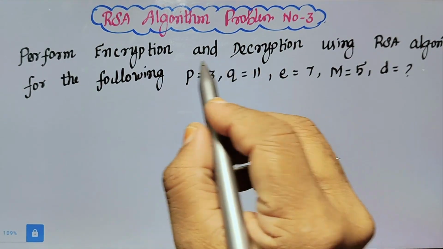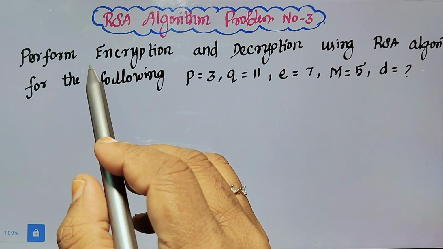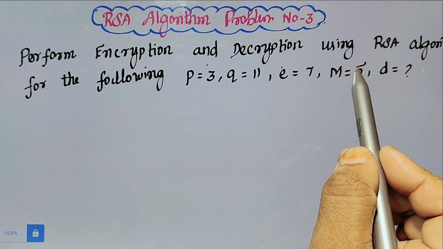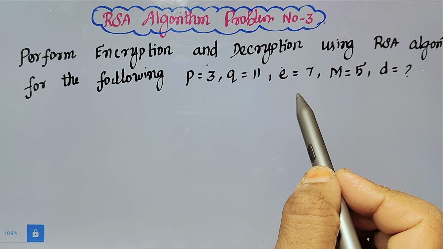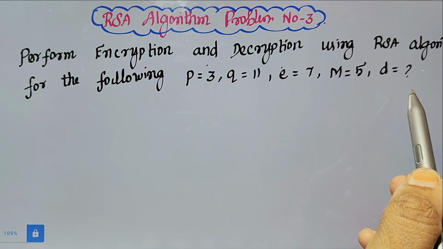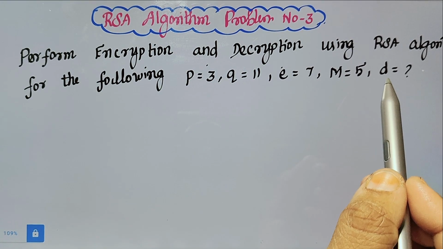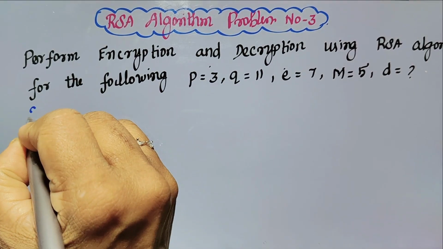In this video, let me see about RSA algorithm problem number 3. Perform encryption and decryption using RSA algorithm for the following: P equal to 3, Q equal to 11, E equal to 7, M equal to 5, D equal to what? Okay, this is the problem. First of all, write the solution.